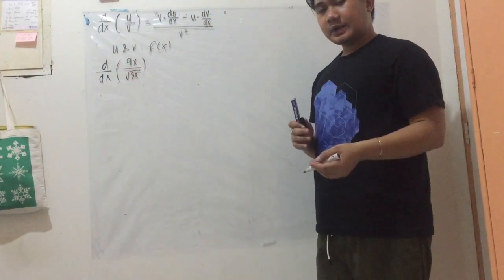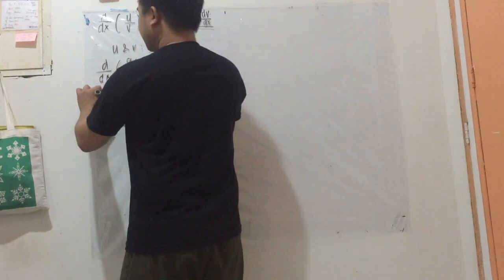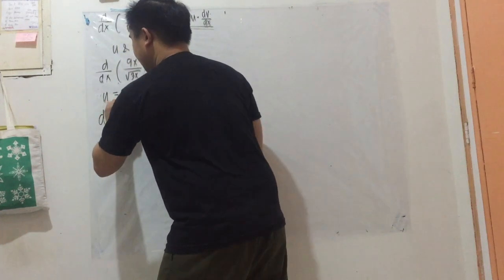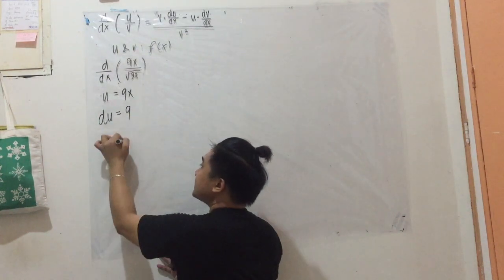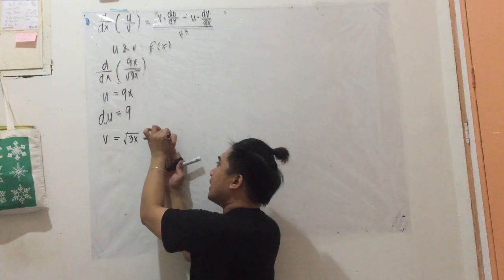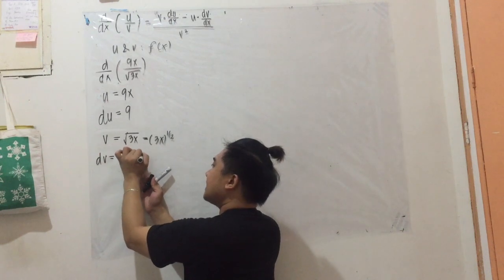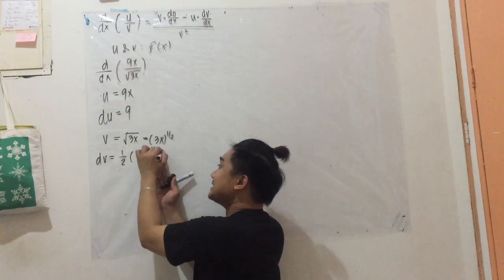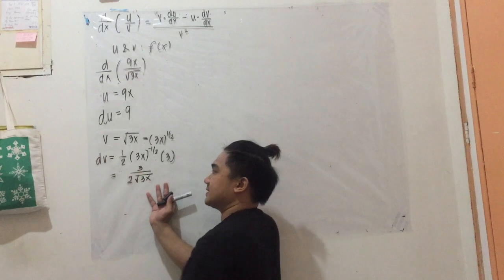Okay? So, ang pinakamadaling gawin again, tulad nung kanina, i-identify mo alin ang u, alin ang v. So, ang u natin is 9x. What is the derivative of u? That is 9. Okay, next, v. V is square root of 3x. But square root of 3x is simply 3x raised to 1/2. So, what is the derivative of v with respect to x? Bababa si 1/2 times 3x raised to negative 1/2 kasi 1/2 minus 1. At ano ang derivative ng 3x? It is simply 3. So, 3 over 2 square root ng 3x.